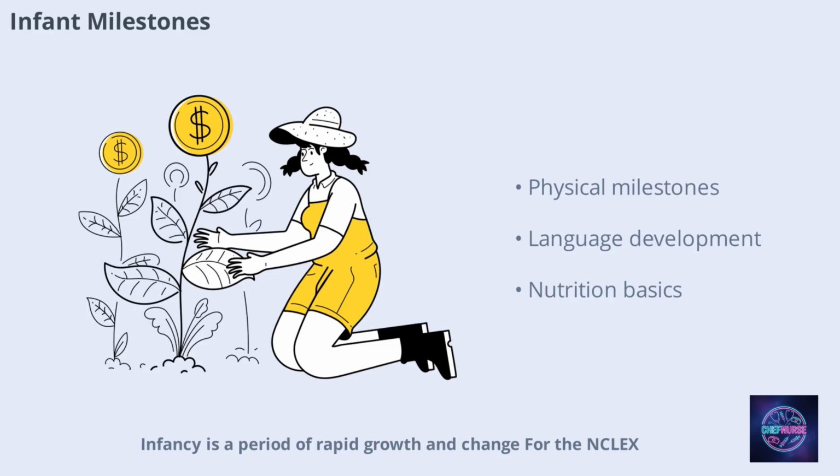Infancy is a period of rapid growth and change. For the NCLEX, focus on milestones such as rolling over by 4-6 months, sitting unsupported by 6-8 months, and walking by 12-15 months. Language development like cooing and babbling also begins in this stage. Nutrition is another key area. Breast milk or formula is recommended exclusively for the first 6 months. Immunizations start in infancy, so be familiar with the recommended schedule. Recognizing normal versus delayed development is a common exam question.